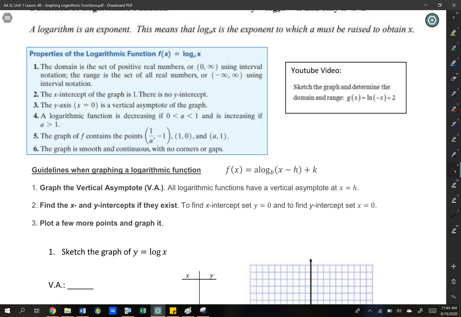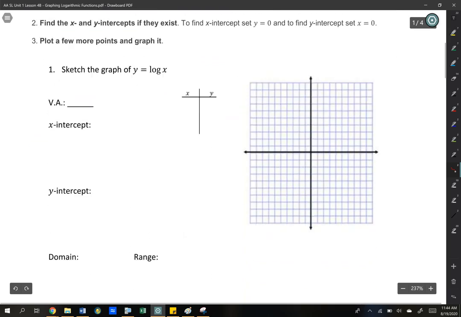Next, we're going to find the x and y-intercepts. To find the x-intercept, we set y equal to 0. To find the y-intercept, we set x equal to 0. And then we'll plot a few more points and we'll do the graph. So number 1, sketch the graph of y equals log of x. So starting off nice and easy. And we have no h value, the value is 0. So in this case, our vertical asymptote is x equals 0.